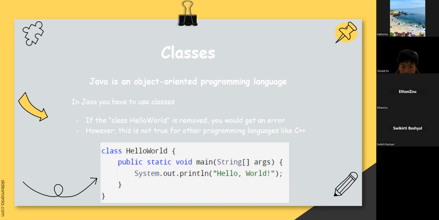We have to have class Hello World, or we have to have a class of some kind. It doesn't have to be called Hello World. It could be called class A or class B, but we have to have a class. Now, if we were to code in Python or C++, we could directly write a method and write print hello world, and then we'd be fine. We don't need a class. But in Java, you do need a class.